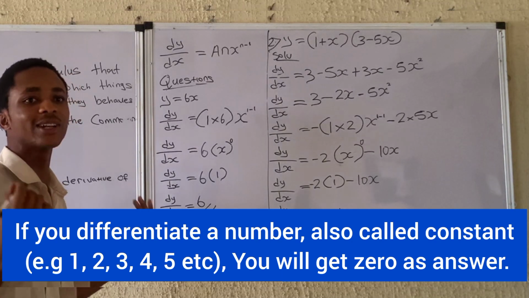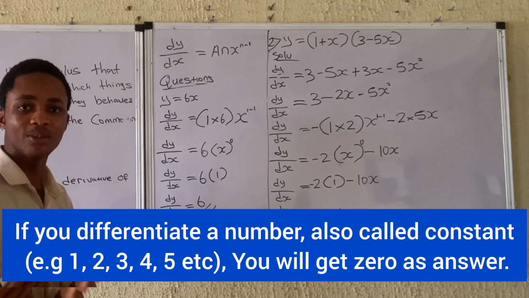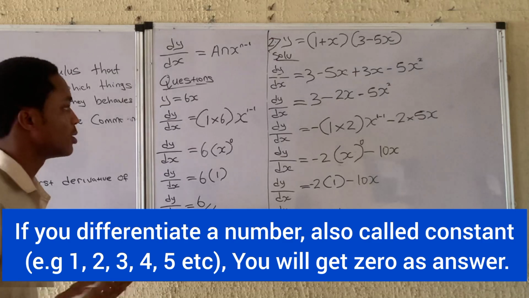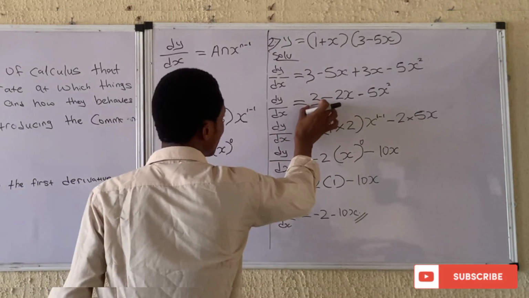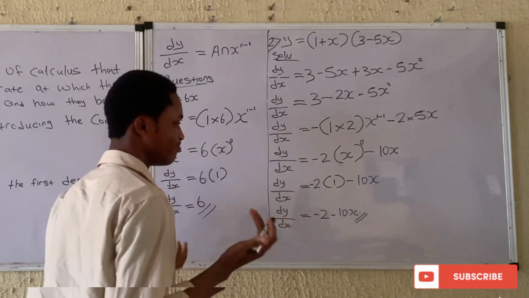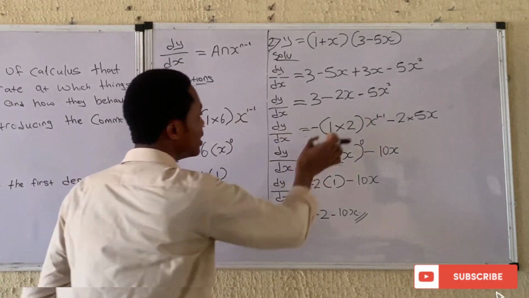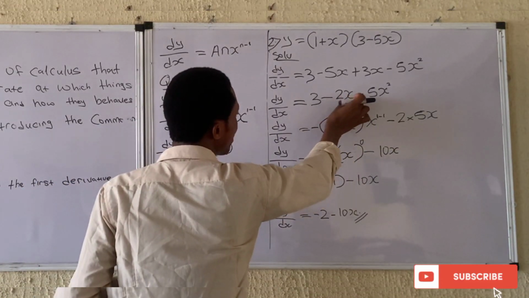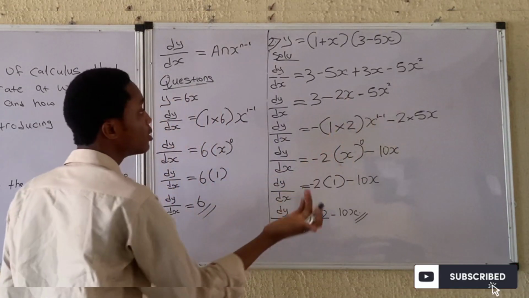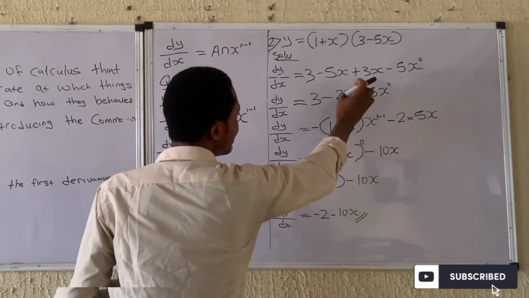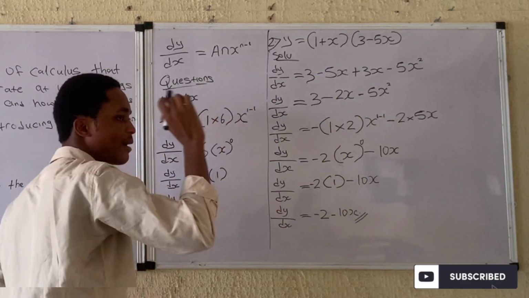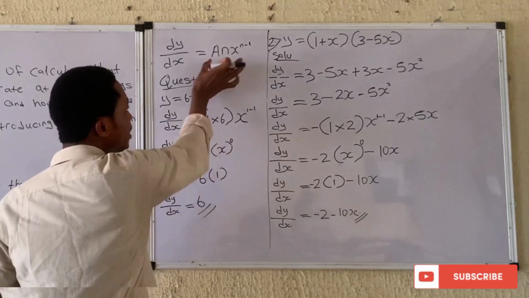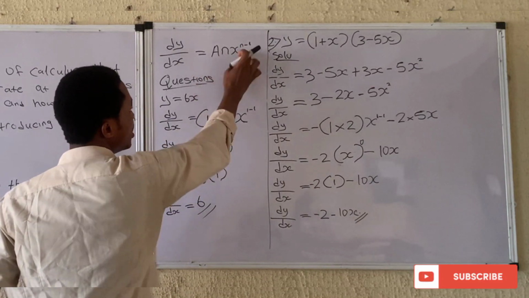A constant may be 200, 2000. Without a variable, it is 0. Every constant is 0. Now, we already know that this 3 is 0, so it is nothing, we don't have to write 0. Differentiating minus 2x, how do we go about this? Remember, this x has a power of 1. Remember the formula, we bring the power down, we remove 1 from the power.